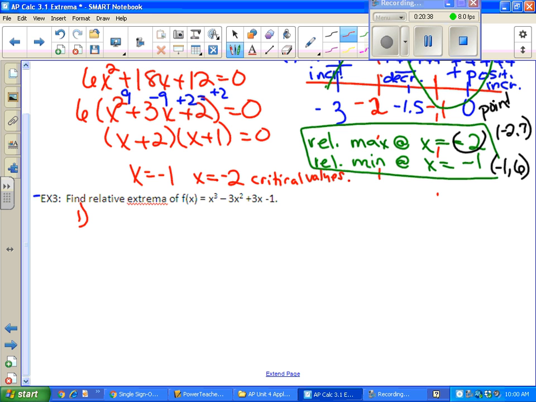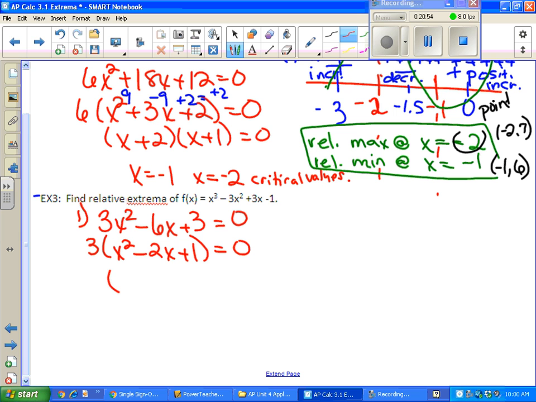Step 1. We're going to do example 3. I did include it for a reason. 3x squared minus 6x plus 3. Set it equal to 0. I'm going to factor out a 3. Uh-oh, what happens?